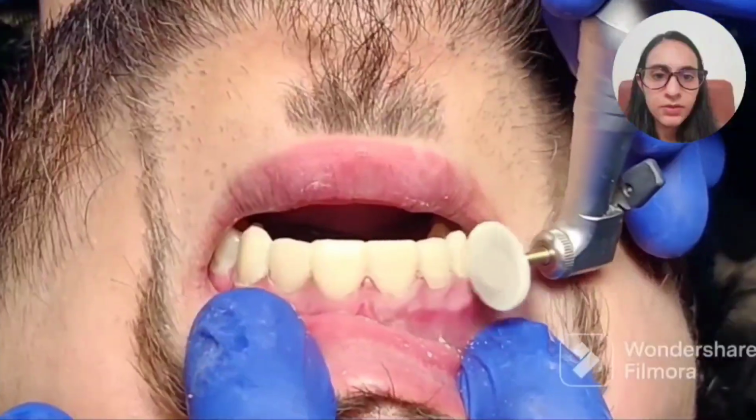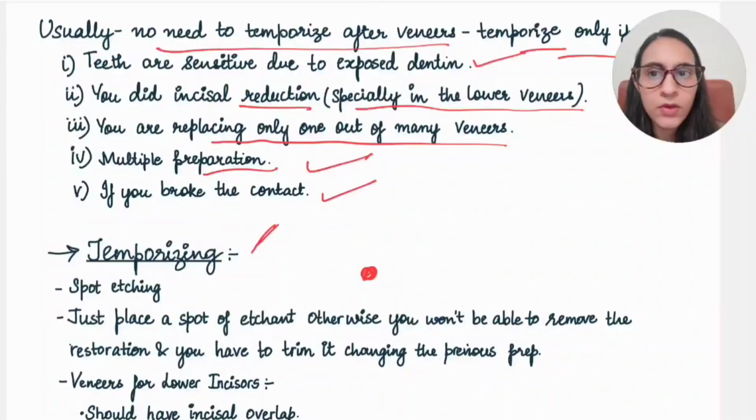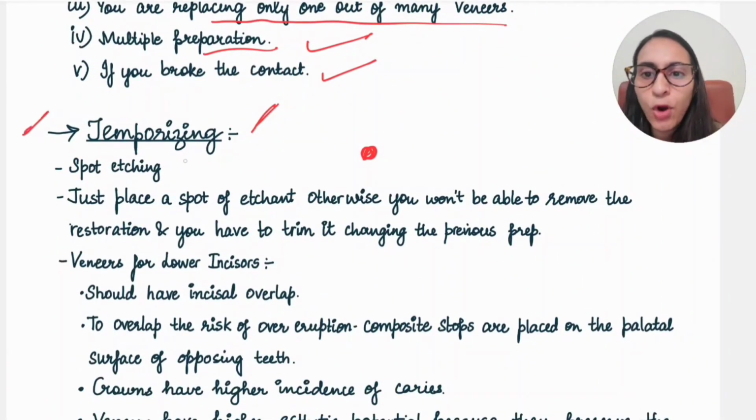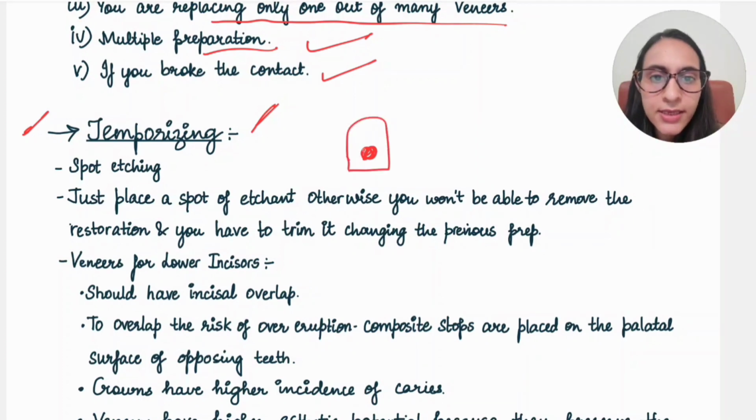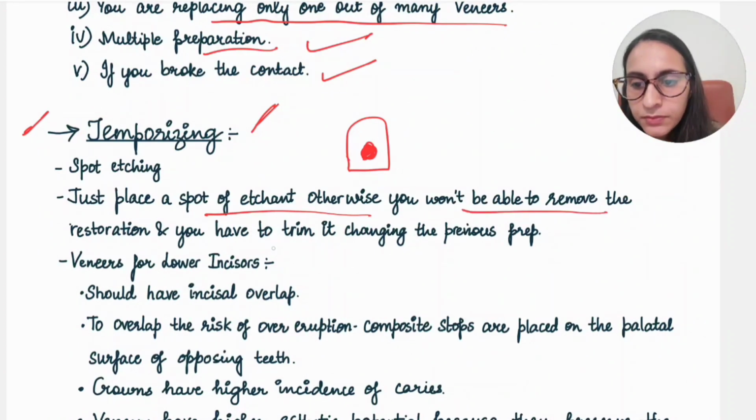Then polish it. So that's the temporization technique. Spot etching, only etching at a single spot. Mostly we do it at the center of the tooth. You can place just a spot of the etchant, otherwise you won't be able to remove the restoration.